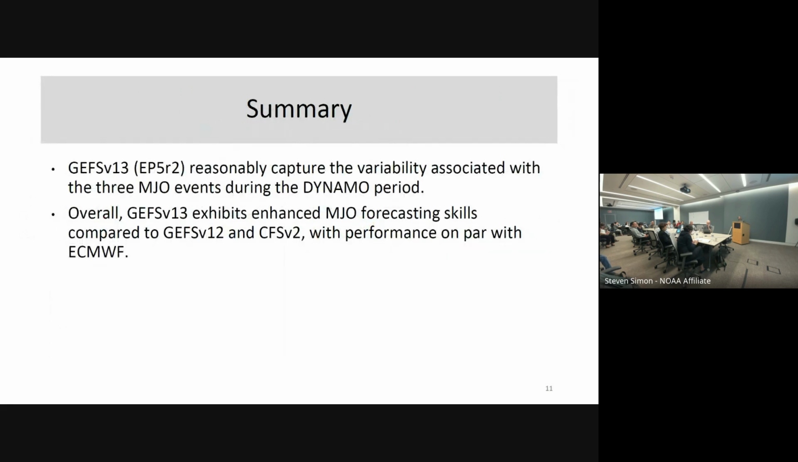Okay, in summary, the GEFSv13, this experimental forecast EP5R2, reasonably captures the variability associated with the 3 MJO events during the demo period. So overall, it shows enhanced MJO forecast skills compared to current version GEFSv12 and CFSv2, with the performance on par with the ECMWF. So I stop here. Take questions.